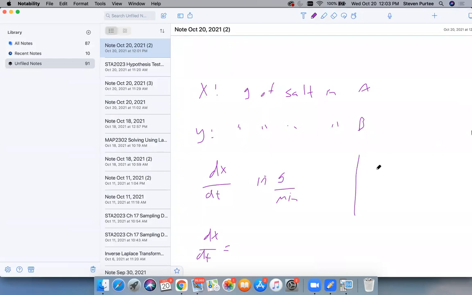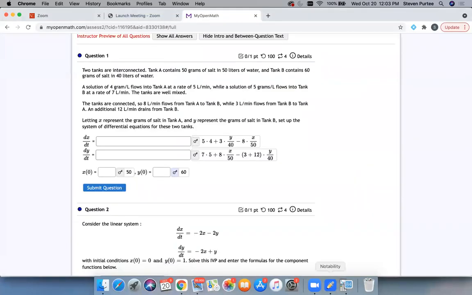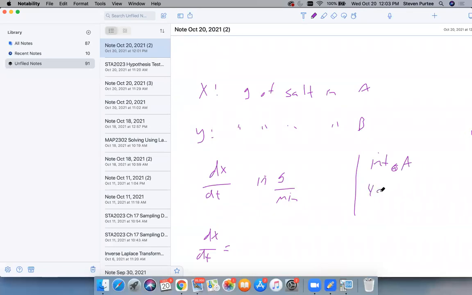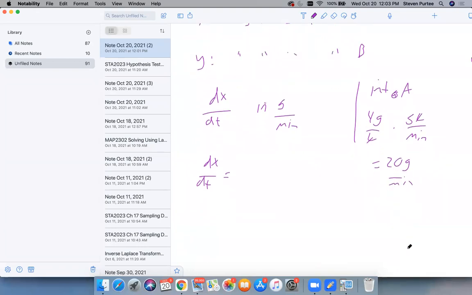So over here, this is into A. And I literally forgot what the numbers were, 4 and 5. 4 grams per liter at a rate of 5 liters per minute. If I multiply those together, the liters cancel, 20 grams per minute. That's flowing into A. Okay, so that's already in the right units, grams per minute. X is changing by 20 grams per minute. It's not multiplied by anything, it's just a constant, a number.